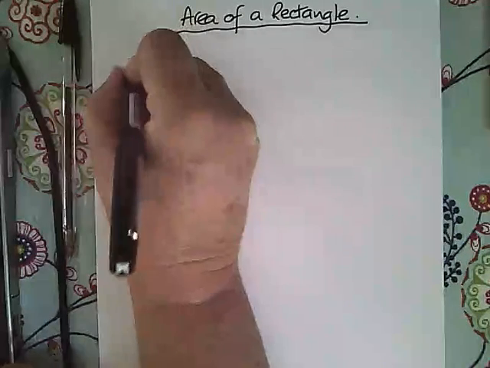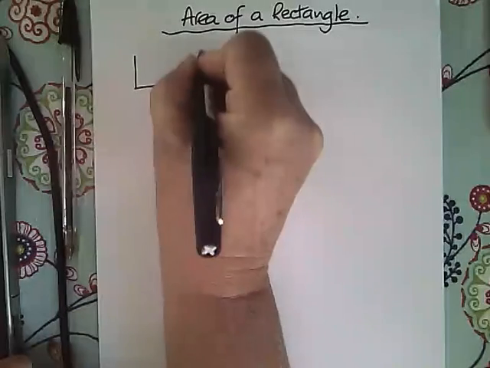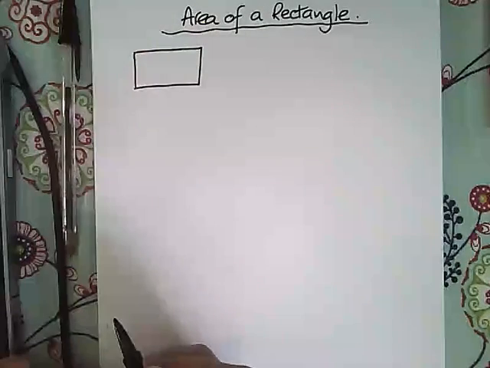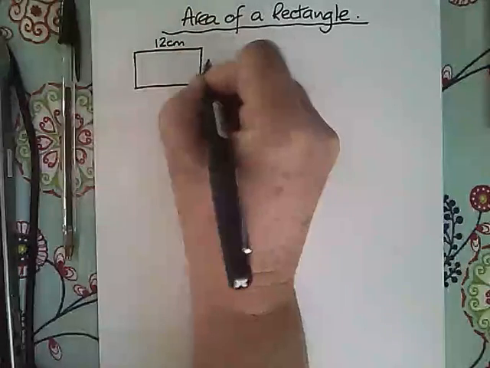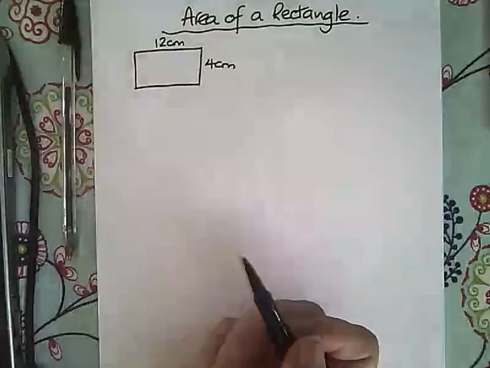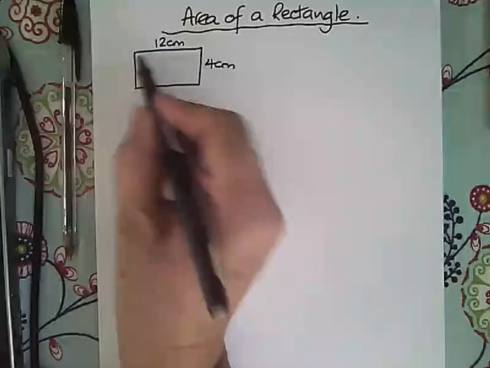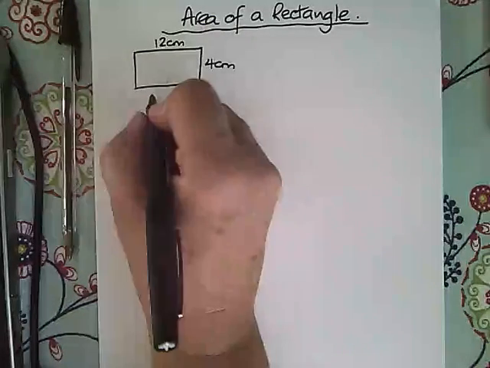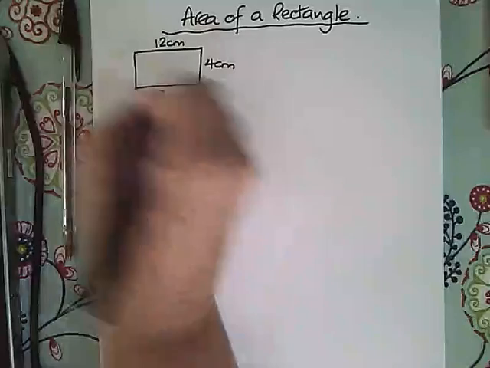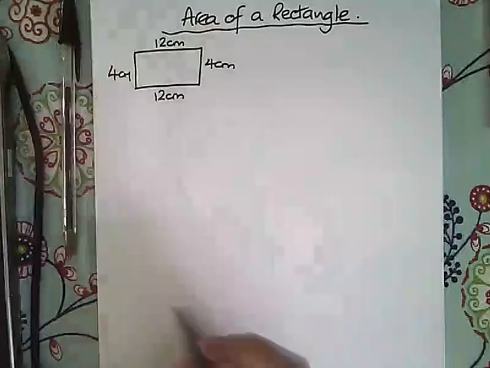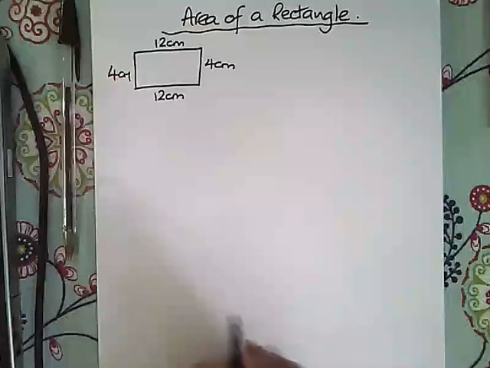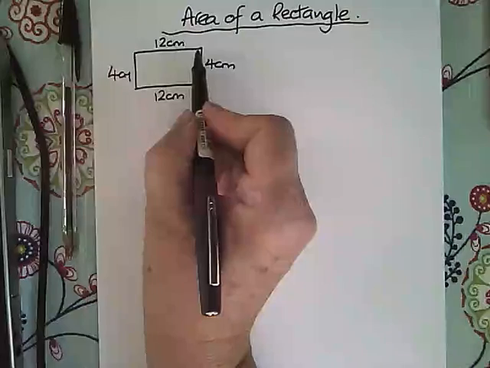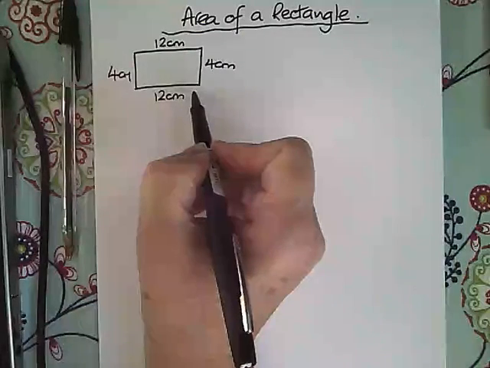We are going to start off with drawing a rectangle, and this rectangle is 12 centimetres by 4 centimetres, and we know on a rectangle it's got 4 right angles and opposite sides are equal, so 12 centimetres and 4 centimetres. Now, when we're finding the area of a rectangle, we need to multiply two of the sides together, the length of the rectangle times the width of the rectangle.